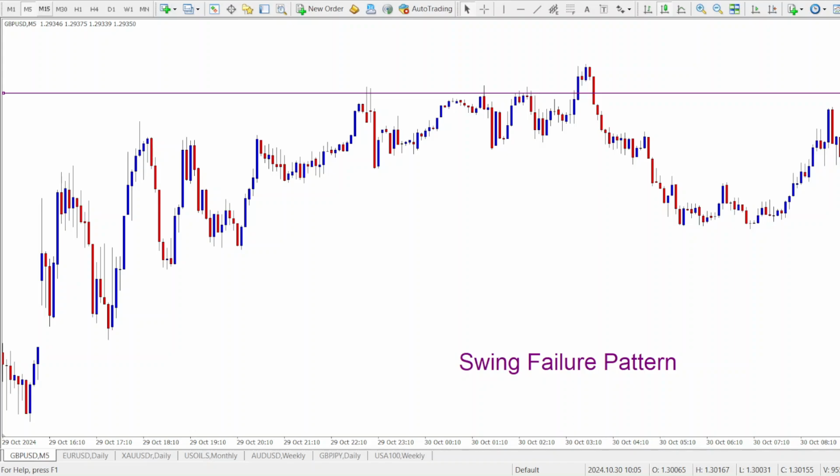Waiting for this confirmation can be the difference between getting trapped in a false breakout and positioning yourself for a successful reversal trade. Okay, now once we have identified an SFP, the next step is planning our entry and exit points. Here's a simple yet effective approach to consider.